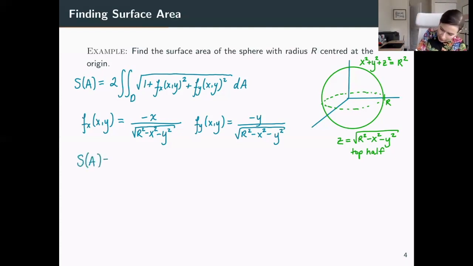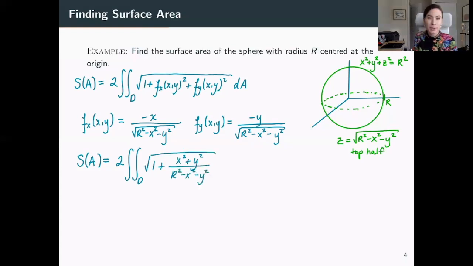So we'll have SA is going to be equal to 2, and then we're taking again this integral over a region D, and after a little bit of simplification, we'll end up with 1 plus x squared plus y squared, all divided by r squared minus x squared minus y squared. Takes a little bit of algebra to get there, but it's not all that bad. And now here we're taking dA.